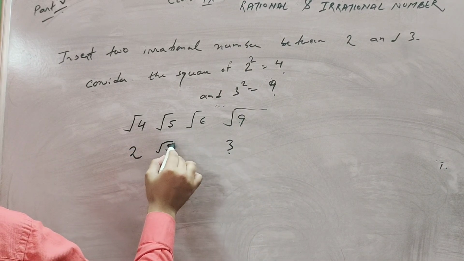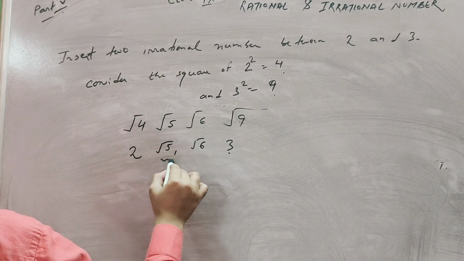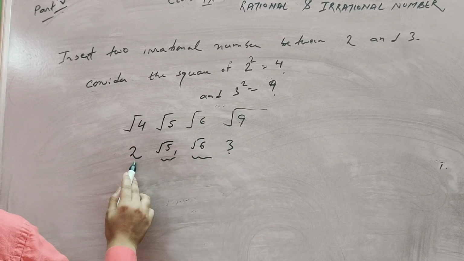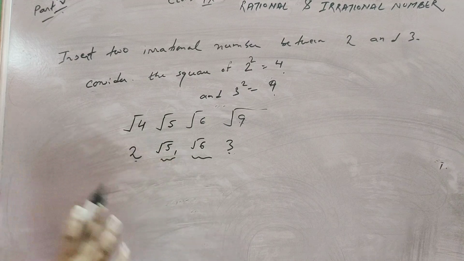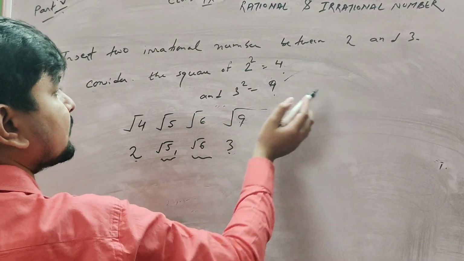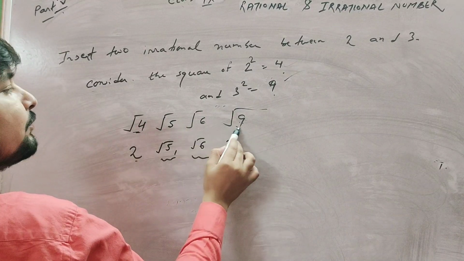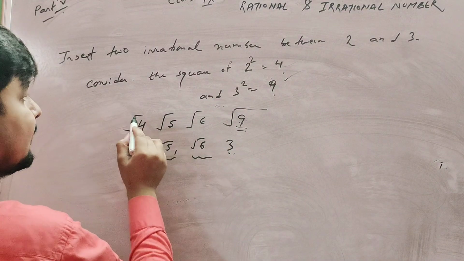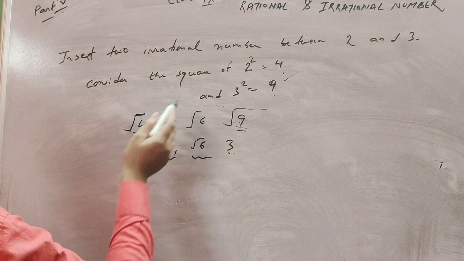So between these two numbers we get root 5 and root 6, between 2 and 3. Again I repeat, we square the number, that is 2 squared is 4 and 3 squared is 9. So you write the number between 4 and 9. Clear? But this is not the actual number, this is the square of 2.